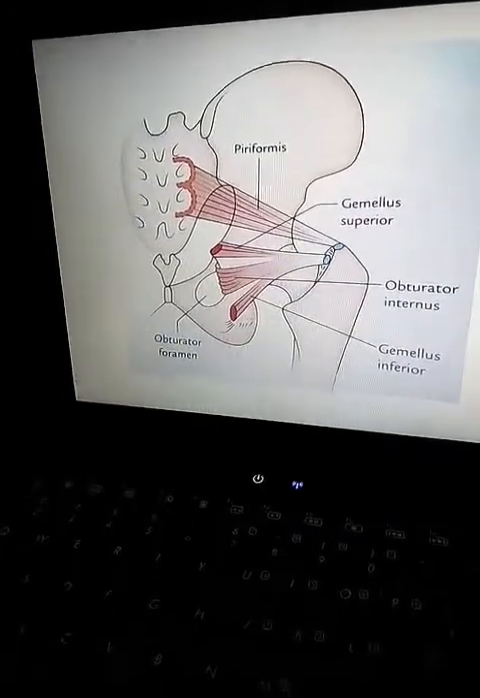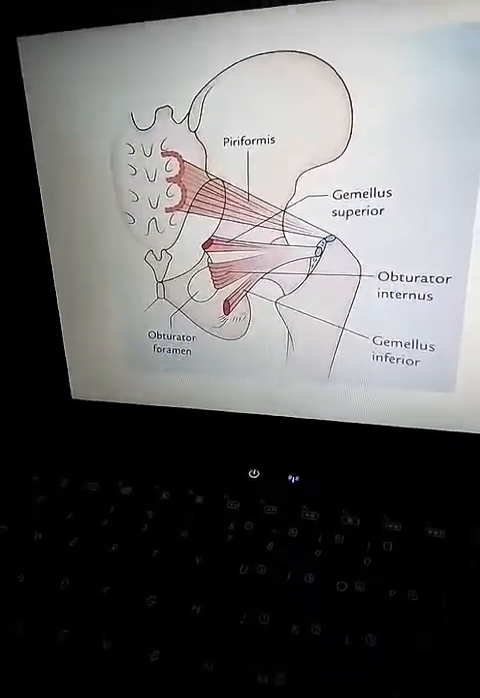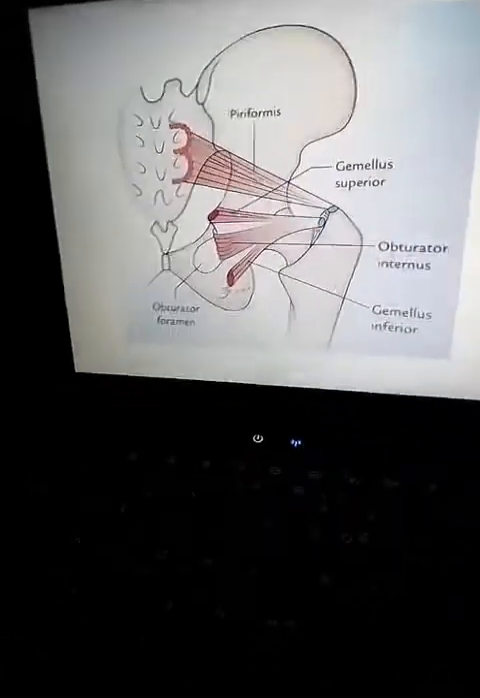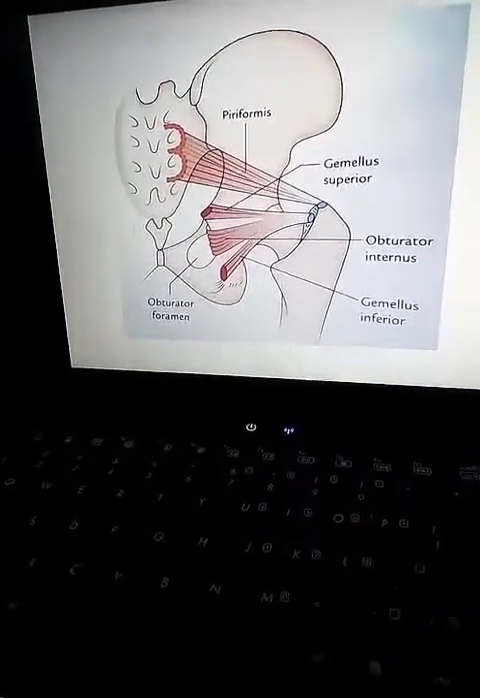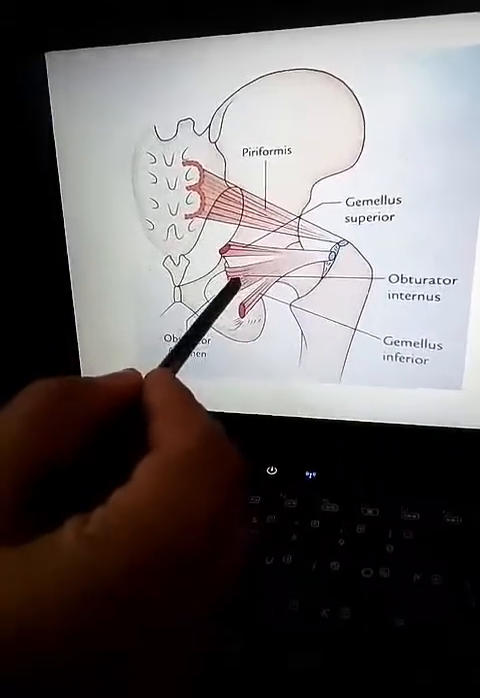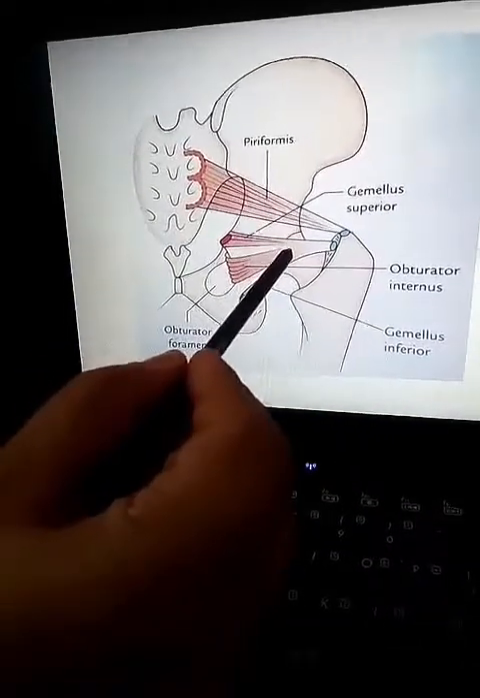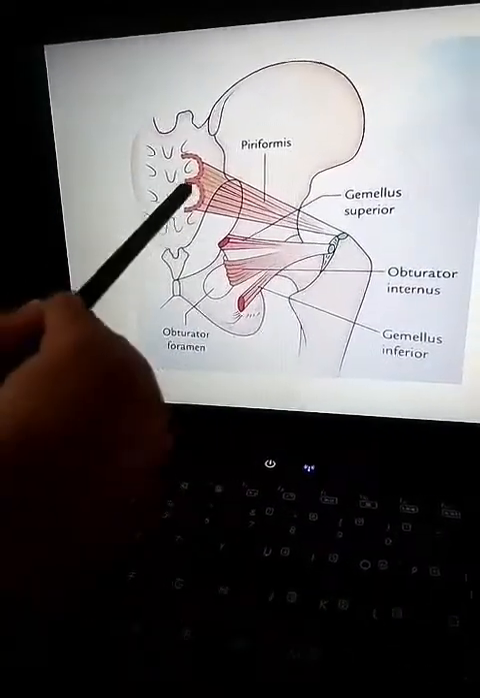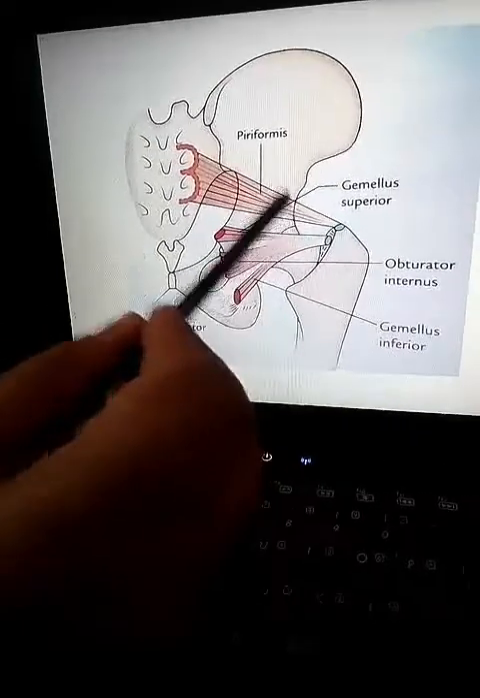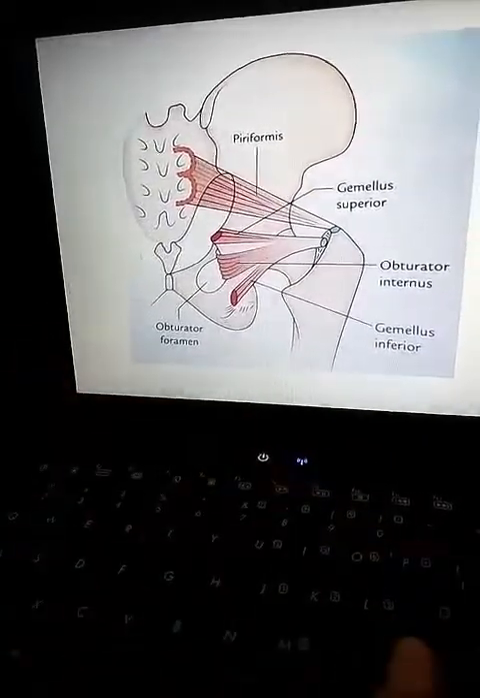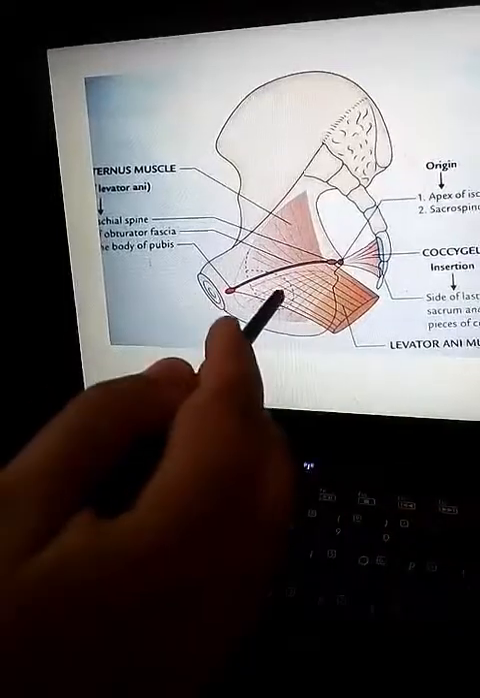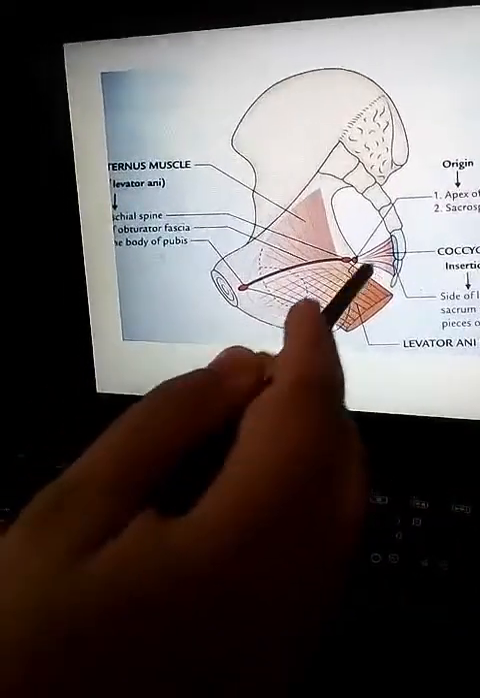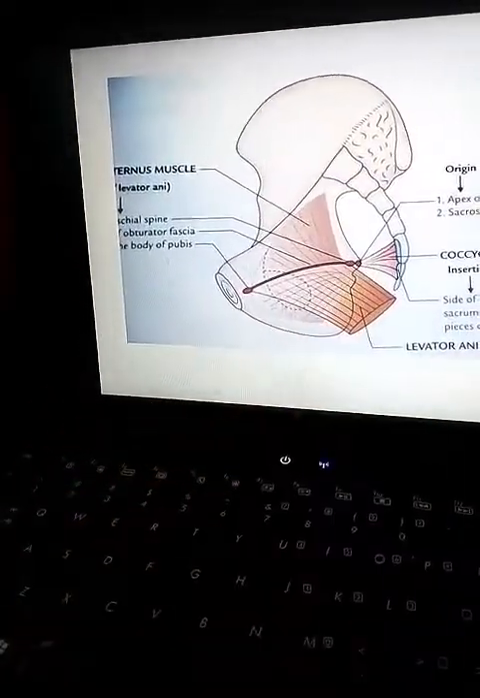Now, muscles of the pelvis. The muscles of the pelvis are obturator internus, piriformis, levator ani, and coccygeus.